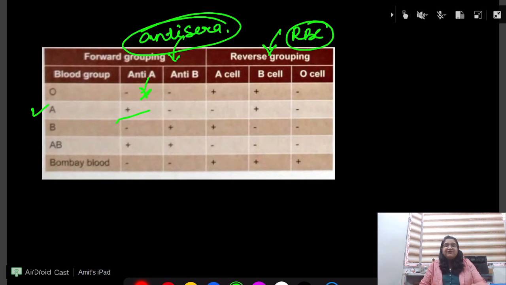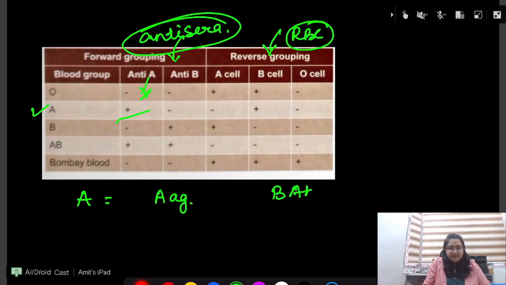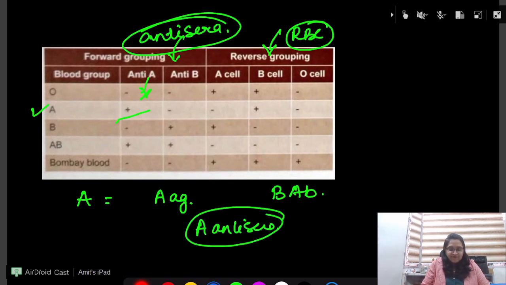For B, if you add anti-sera B, see, let us take one example. A blood group has A antigen and B antibody. Right? So when you add A anti-sera, we are going to see clumping. Right? Similarly for AB, if you add anti-A and anti-B, then clumping is going to occur.